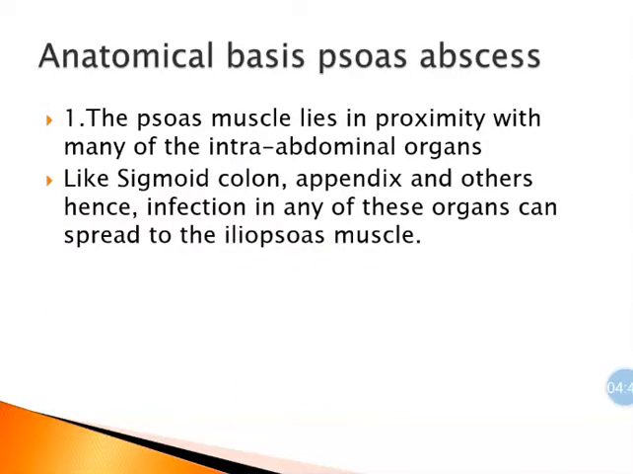Then what is the anatomical basis of psoas abscess? The psoas muscle lies in proximity with many intra-abdominal organs like sigmoid colon, appendix, renal vein, and ureter. So infection of any of these organs can spread to the iliopsoas muscle. That is one cause or basis for psoas abscess.